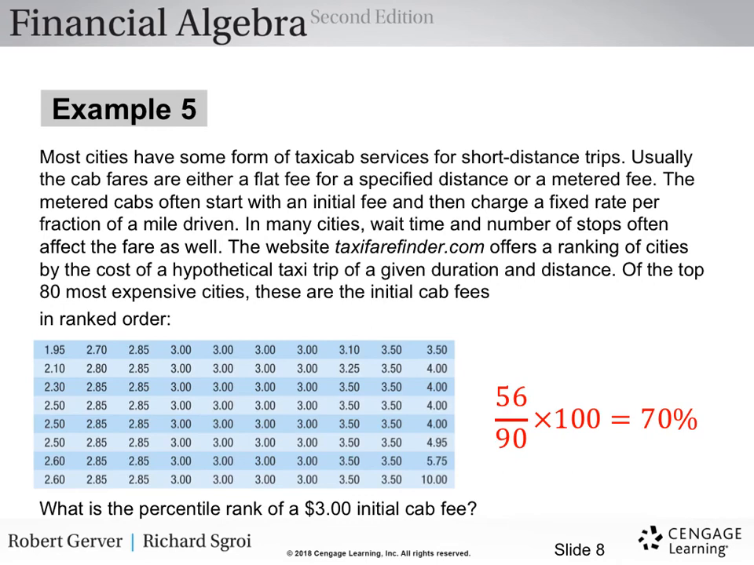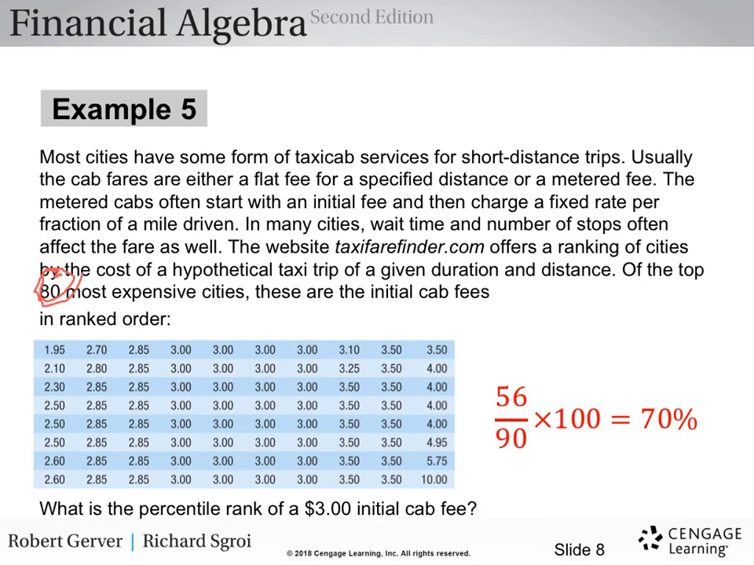The website taxifarefinder.com offers a ranking of cities by the cost of a hypothetical taxi trip of a given duration and distance. Of the top 80 most expensive cities, these are the initial cab fees in ranked order. Okay, so we've got a grand total here of 80, all right? All right, so what is the percentile rank of $3 initial cab fees?